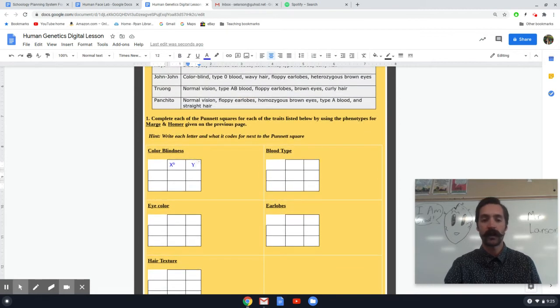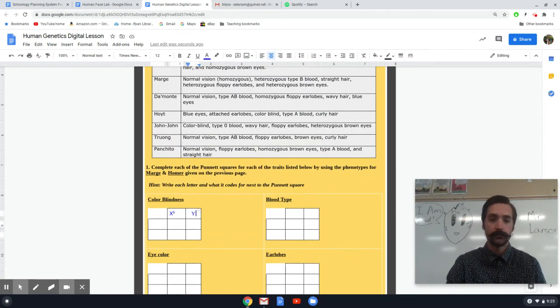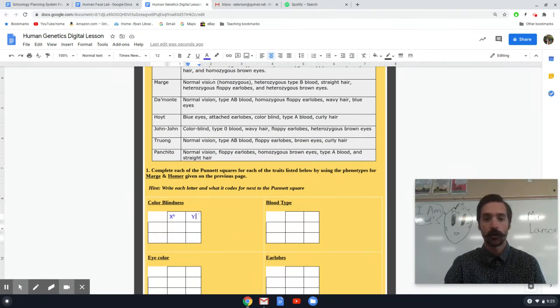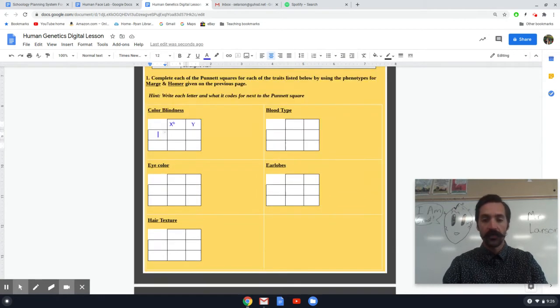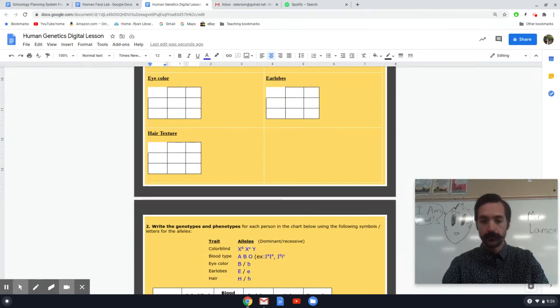Now, since we have Homer's genotype here, we're going to look at Marge's genotype. Marge here says normal vision. She is homozygous. So remember, homozygous meaning the same. Homo means the same. Hetero means different. Homozygous meaning both her X chromosomes do not have the color blindness trait.